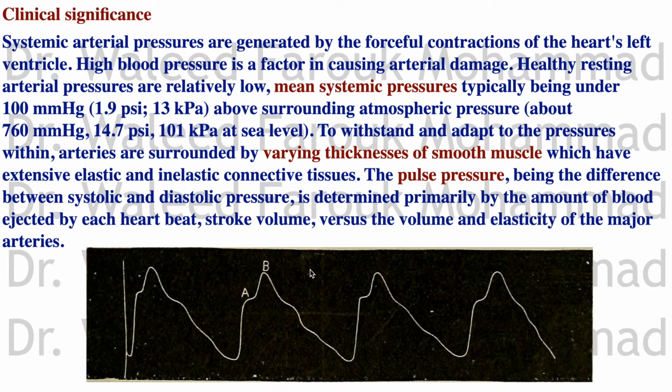The 120 reflects the strength of the heart muscle and the elasticity of the arteries because it's systole, and the 80 reflects the blood volume accommodated by the heart during diastole.